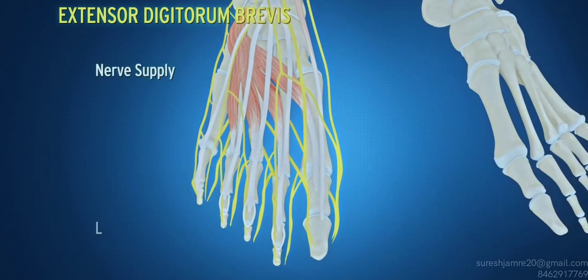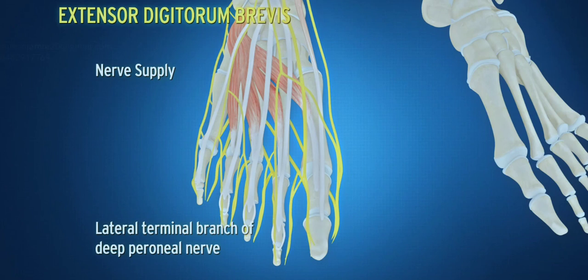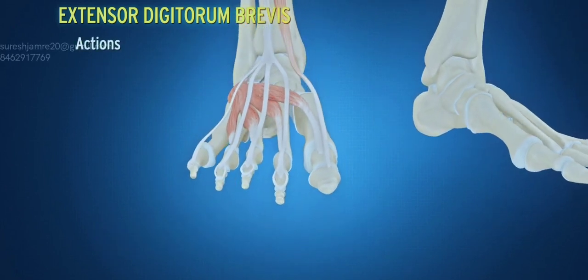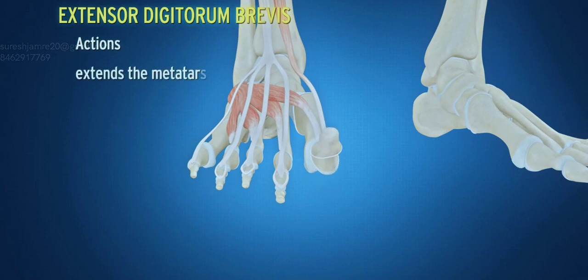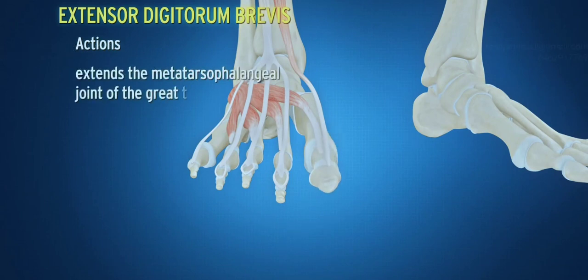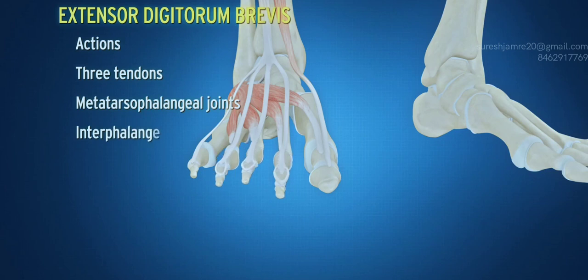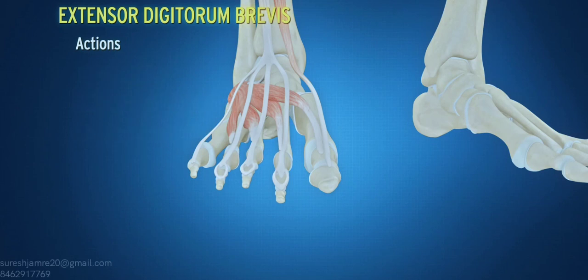Nerve supply. Lateral terminal branch of deep peroneal nerve. Actions. The extensor hallucis brevis extends the metatarsophalangeal joint of the great toe. The three tendons extend the metatarsophalangeal and interphalangeal joints of the second, third, and fourth toes, particularly in a dorsiflexed foot.